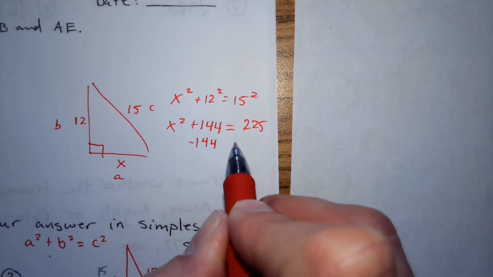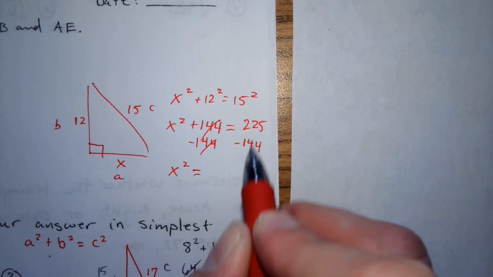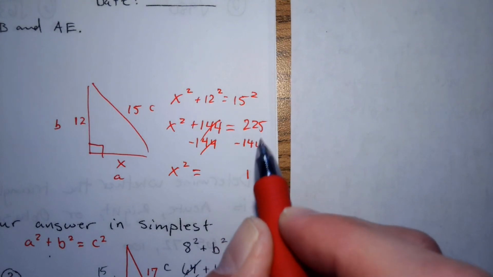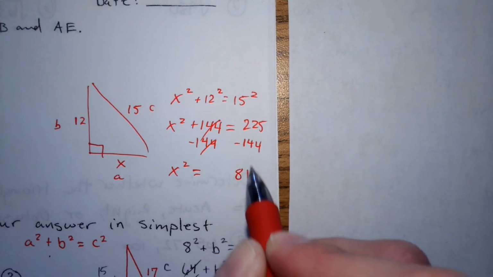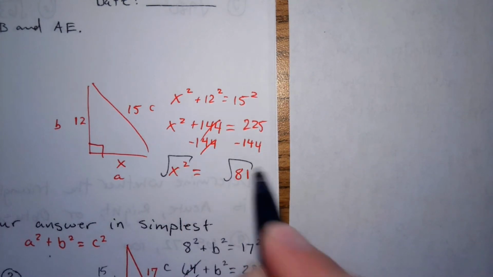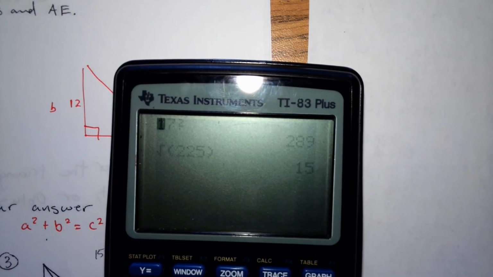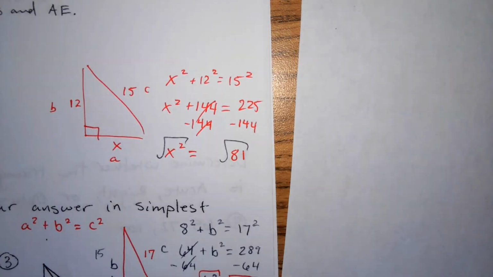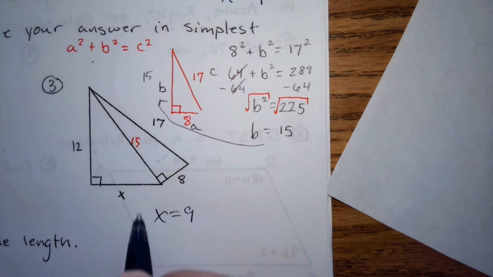Subtract 144 from both sides. X squared equals 81. And then we square root, and once again, some people try to break this down, but whenever you're solving, just try it in the calculator first. The square root of 81, if you don't know off the top of your head, just do it in the calculator. That's 9. So x equals 9, and that's the answer to number 3.